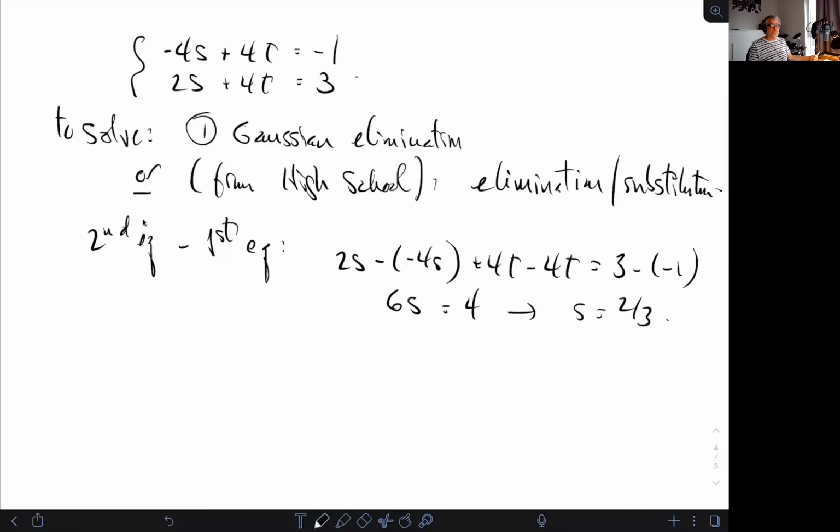Once I have s equals 2/3, I can substitute in either one.